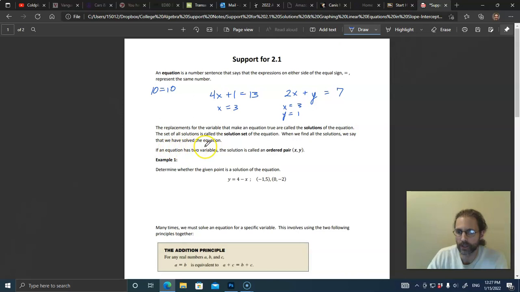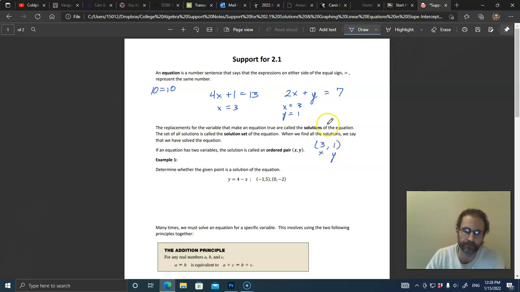If an equation has two variables, the solution is called an ordered pair, and it's usually written like this. So like from above, if x is 3, then I put a 3 in for x, and if y is 1, then I plug a 1 in for y. They call this an ordered pair because the order matters. You don't want to put the 3 over here and the 1 in front, because the value for x has to go first and the value for y has to go second.